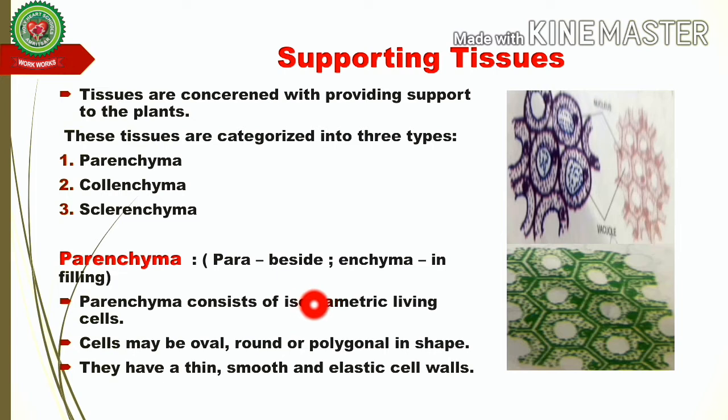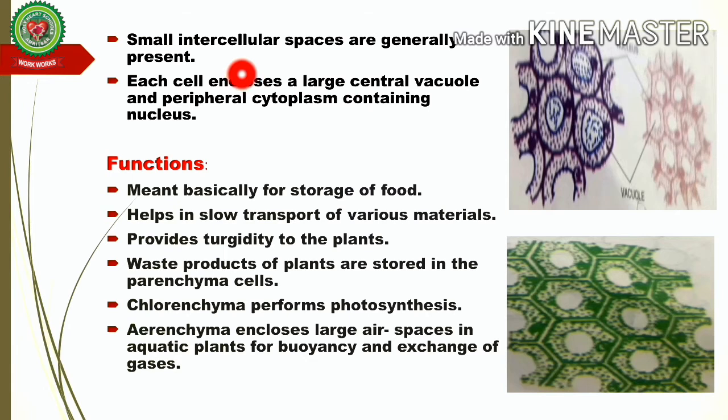Cells may be oval, round or polygonal in shape. Here you can see the cells could be either round or polygonal. They have thin, smooth and elastic cell walls. Small intercellular spaces are generally present. Here you can see small intercellular space, and as you know, intercellular space is the space present between the cells.